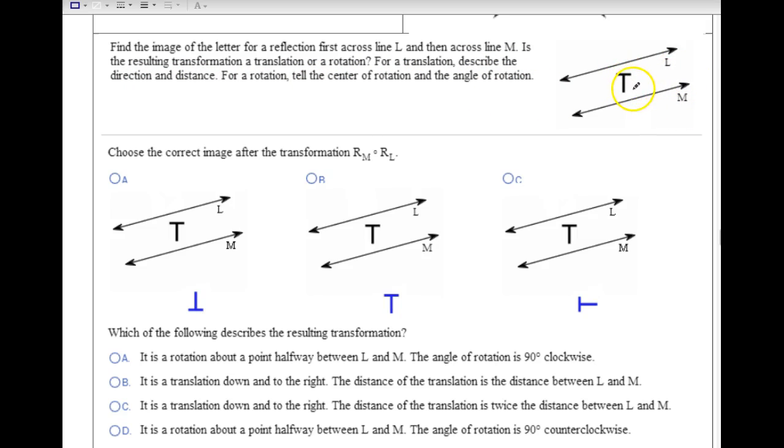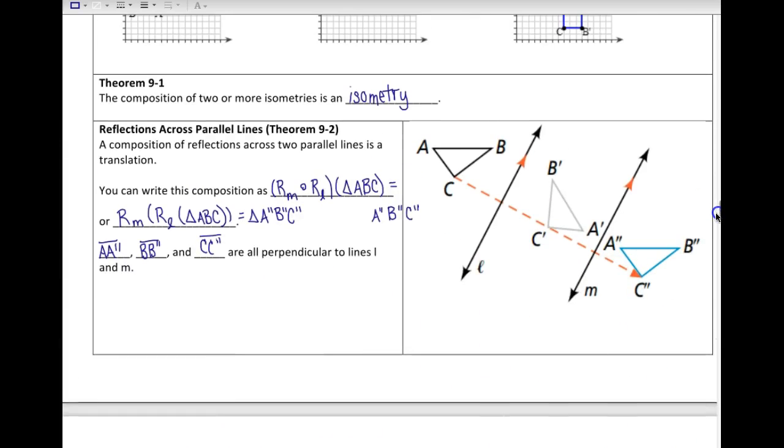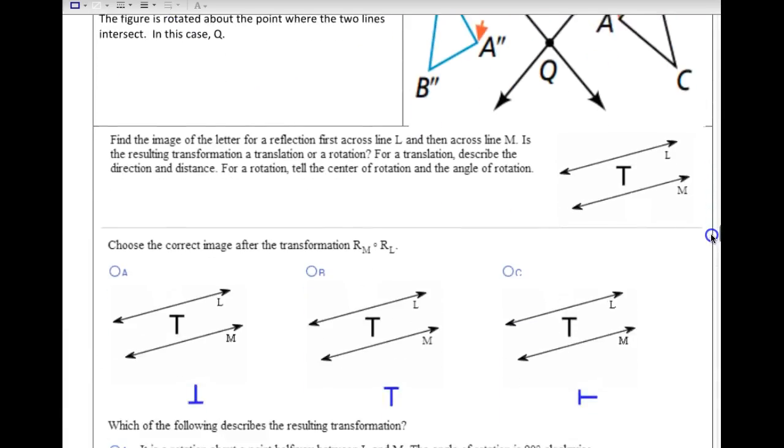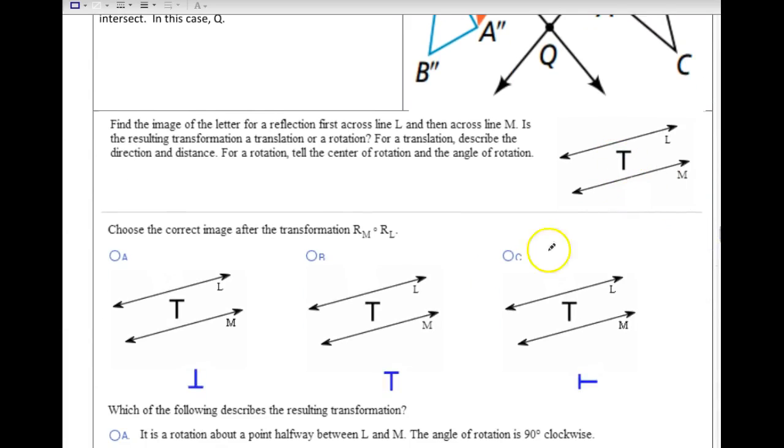All right, so this is what's going on. It's reflected across line L and then reflected across line M. Now, if you remember, anytime you have something reflected across two parallel lines, it's going to be a translation. That means it's going to be in the same position, just in a different place. So as you can see, in A and C, T is rotated. The only one where T is not rotated is B. So this is a translation.